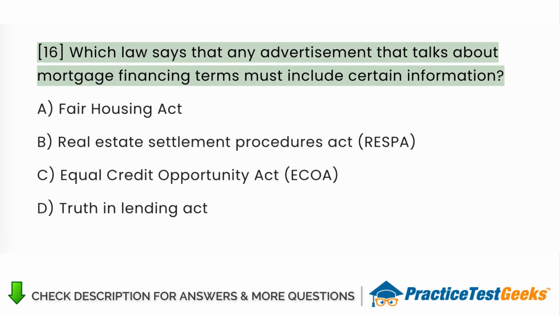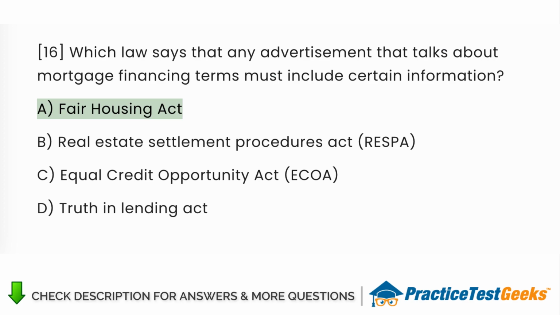Which law says that any advertisement that talks about mortgage financing terms must include certain information? A. Fair Housing Act. B. Real Estate Settlement Procedures Act. C. Equal Credit Opportunity Act. D. Truth in Lending Act.